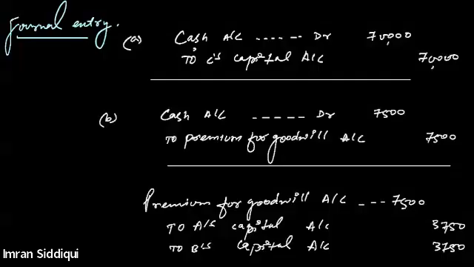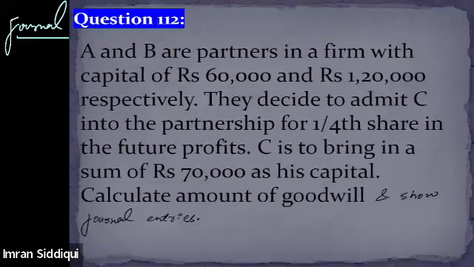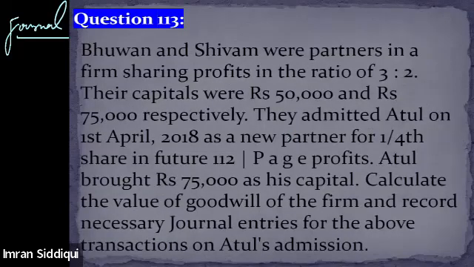So, next question. This was question 112. Now we'll move to the next question. This is also pretty similar to the previous one. 113. Bhuvan and Shivam were partners in a firm sharing profit in the ratio of 3:2 this time. Their capital is 50,000 and 75,000 respectively. They admitted Atul on 1st of April as a new partner for 1/4 share again.